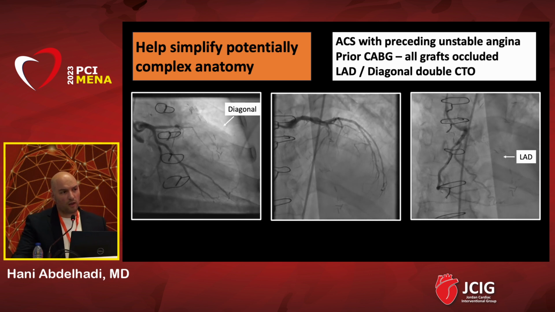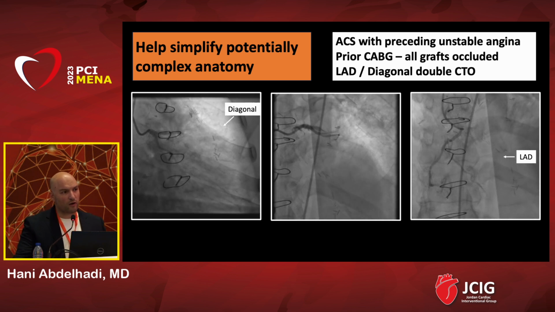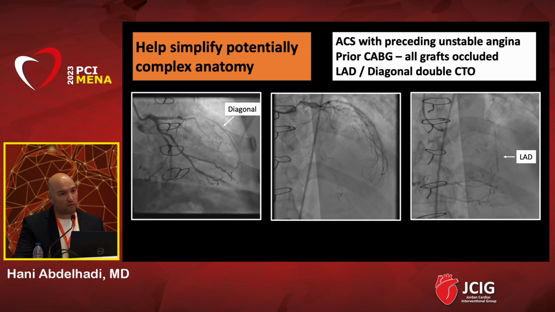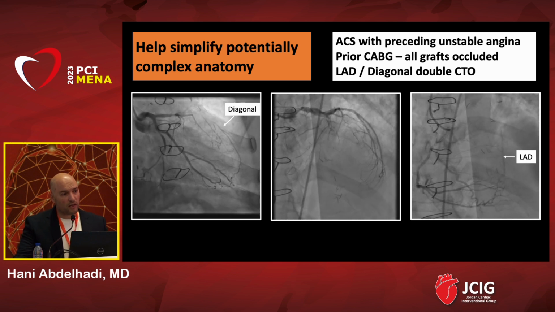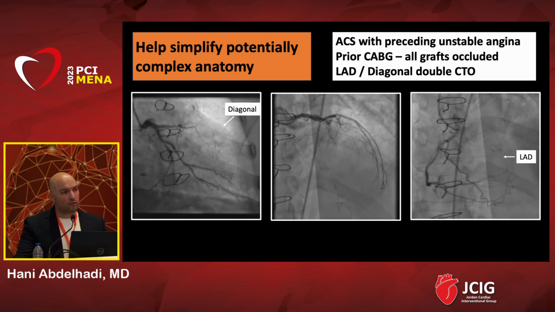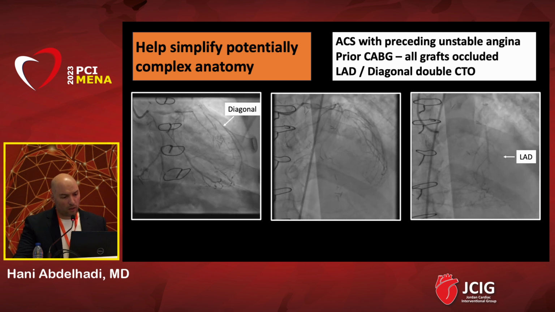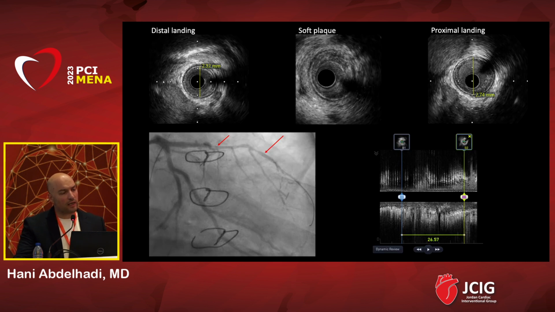So this patient has had previous bypass graft and all his grafts are down. So we've got this CTO of the diagonal, we've got a CTO of the LAD. There's some disease at the LAD diagonal bifurcation, but we're not sure if it's significant or not, or how we're going to go about treating the bifurcation. So we recanalized both the LAD and the diagonal. Once we've recanalized the diagonal, we did an IVUS pullback.